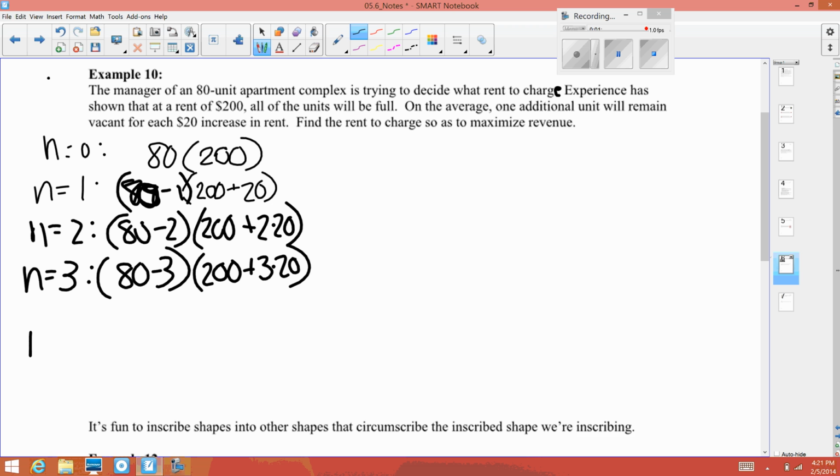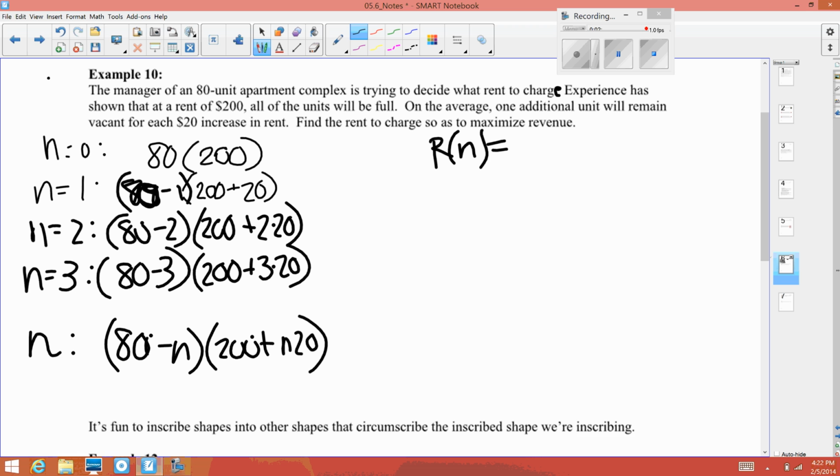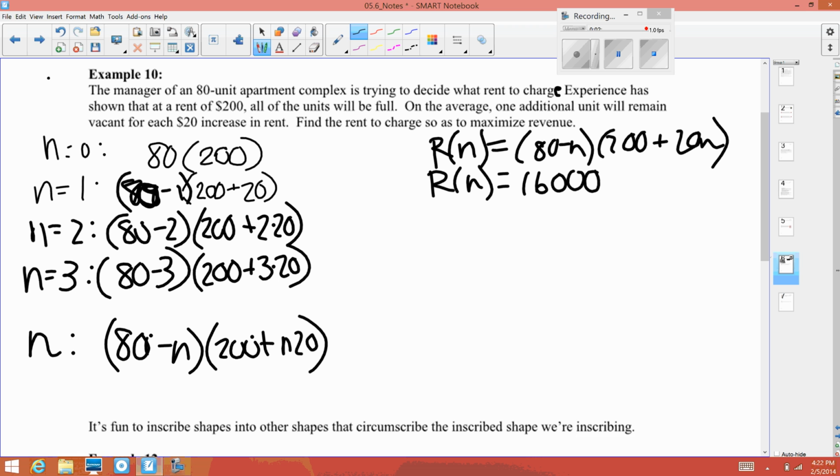So it looks like for any n value, the equation is going to be 80 minus n times 200 plus 20n. All right, so that's our equation now. The rent for a certain number, (80 minus n) times (200 plus 20n). Okay, so if we want to optimize this, first I'm going to multiply it out. You don't have to. You could use the product rule. I just think it's easier to multiply it out.